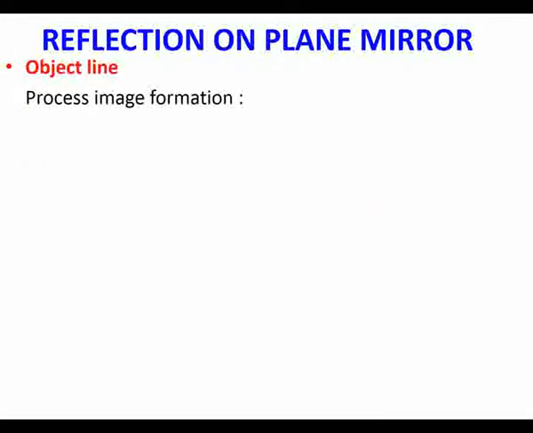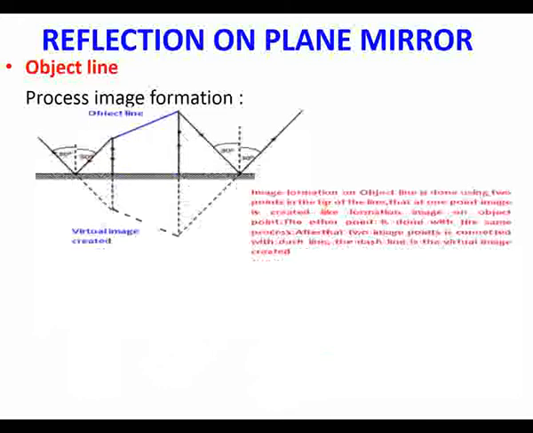Now we will see the process of image formation for a line object. See the figure below. Because the object is a line object, we should understand the line. The line is a group of points. Because of that, the line object can be considered as the 2 points at the tips of the line.